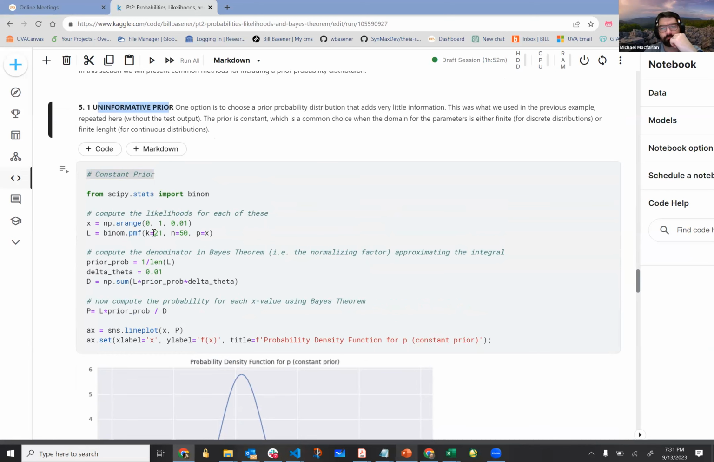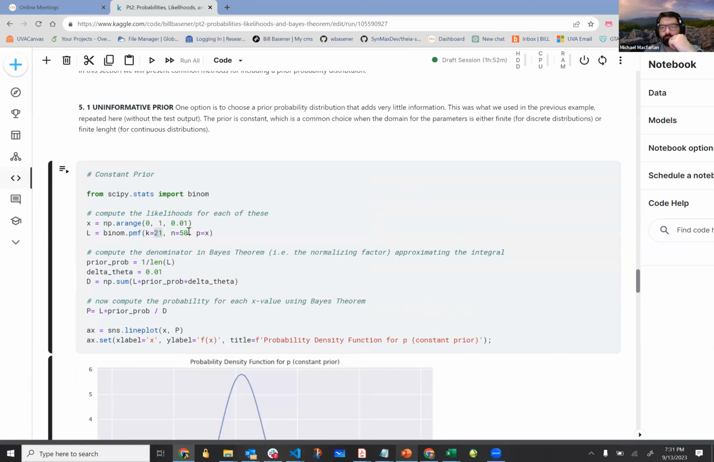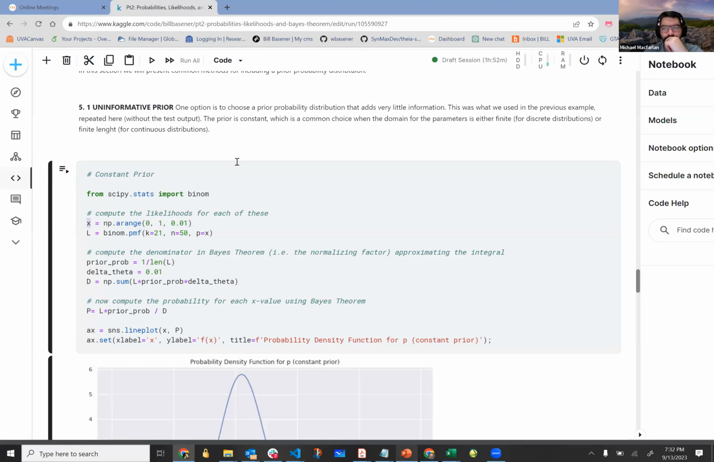Maybe I try to kick a field goal and I make 50 attempts and 21 successes. And before I go trying to kick some field goals, I have no idea how good I am. I have no prior information about my ability to kick field goals. So that's this case with the constant prior. So let's walk through the pieces. So first, this X, this is going to be the range of all of the p-values that we're going to consider.